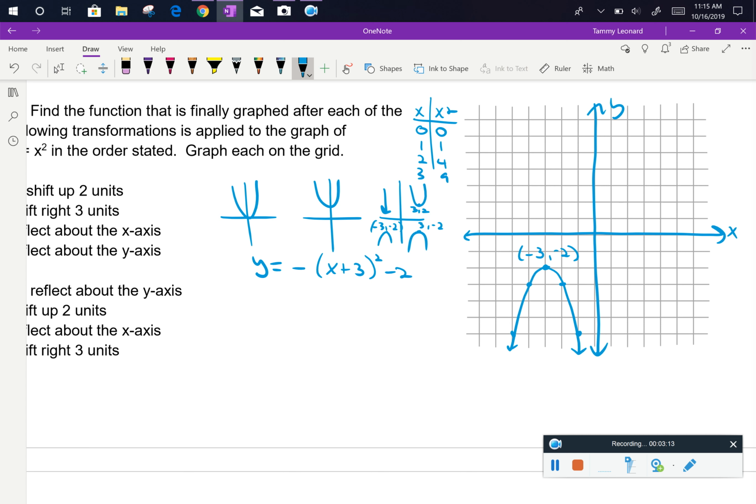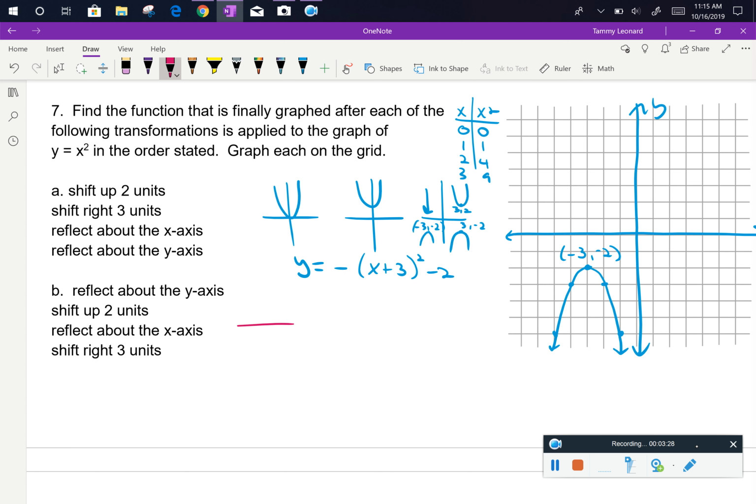Are we okay so far? Yes, we're good? All right. So I'm just going to switch colors so that we can tell the two of them apart really clearly. But I'm going to take the same method that I did before, where we draw a little visual sketch to think about what's happening. So this says start with your parent and then reflect about the y-axis. Well, what happens to a parabola if I start by reflecting it about the y-axis?